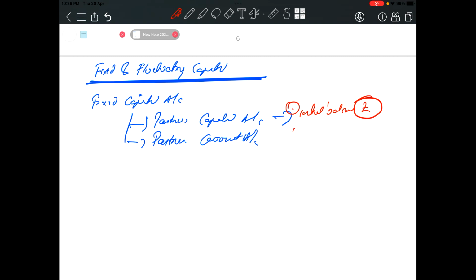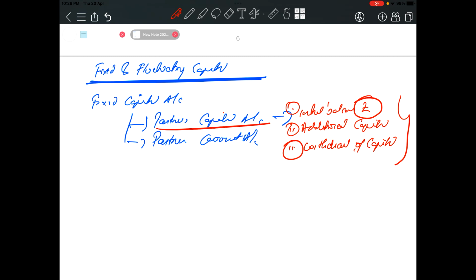If the partner has introduced any additional capital, this will be transferred to the partners' capital account. And the third point is withdrawal of capital. There is a difference between drawings and withdrawal of capital. So these 3 items will only come to the partners' capital account, if we are preparing a fixed capital account.